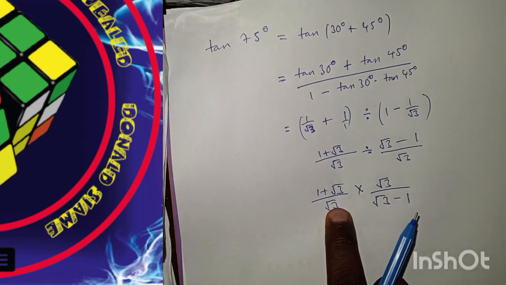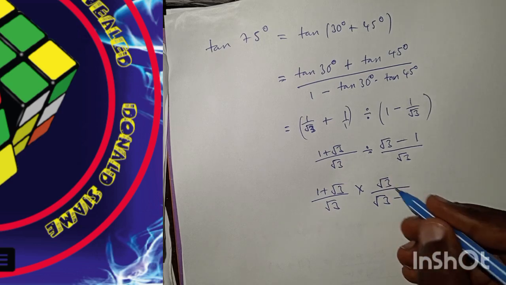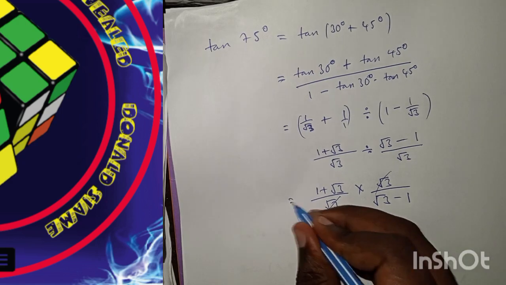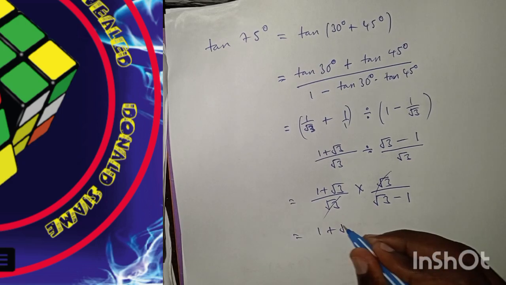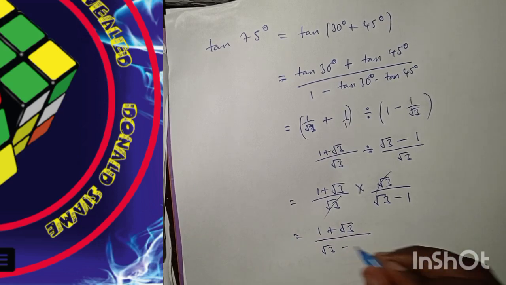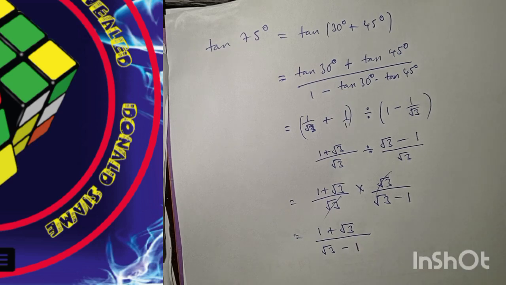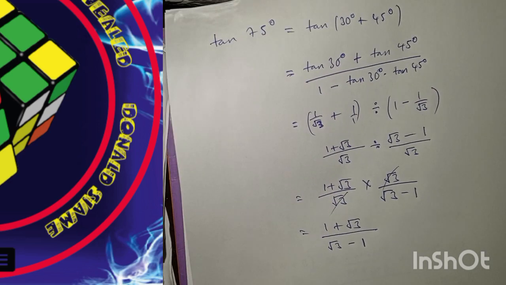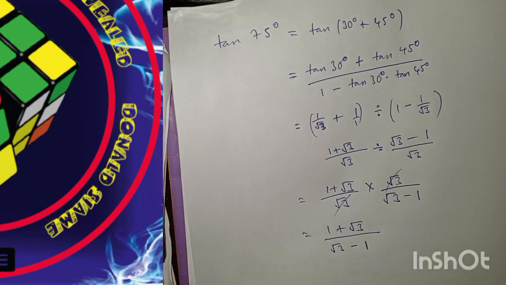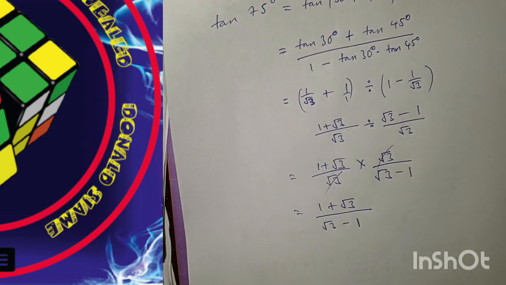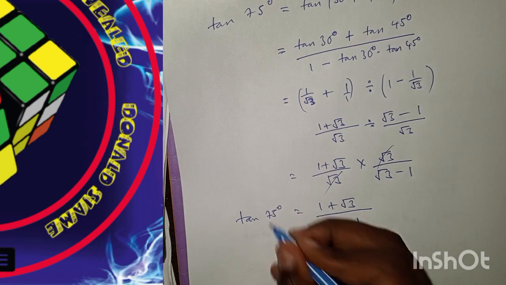Okay, so here square root of 3 and square root of 3 will cancel out. So these two will cancel out. Then we're going to have 1 plus square root of 3 over square root of 3 minus 1. Okay, is it possible to go further than this? I think no. So this is our answer. Since we are not using calculators, we just stop here. So this is tan of 75 degrees.